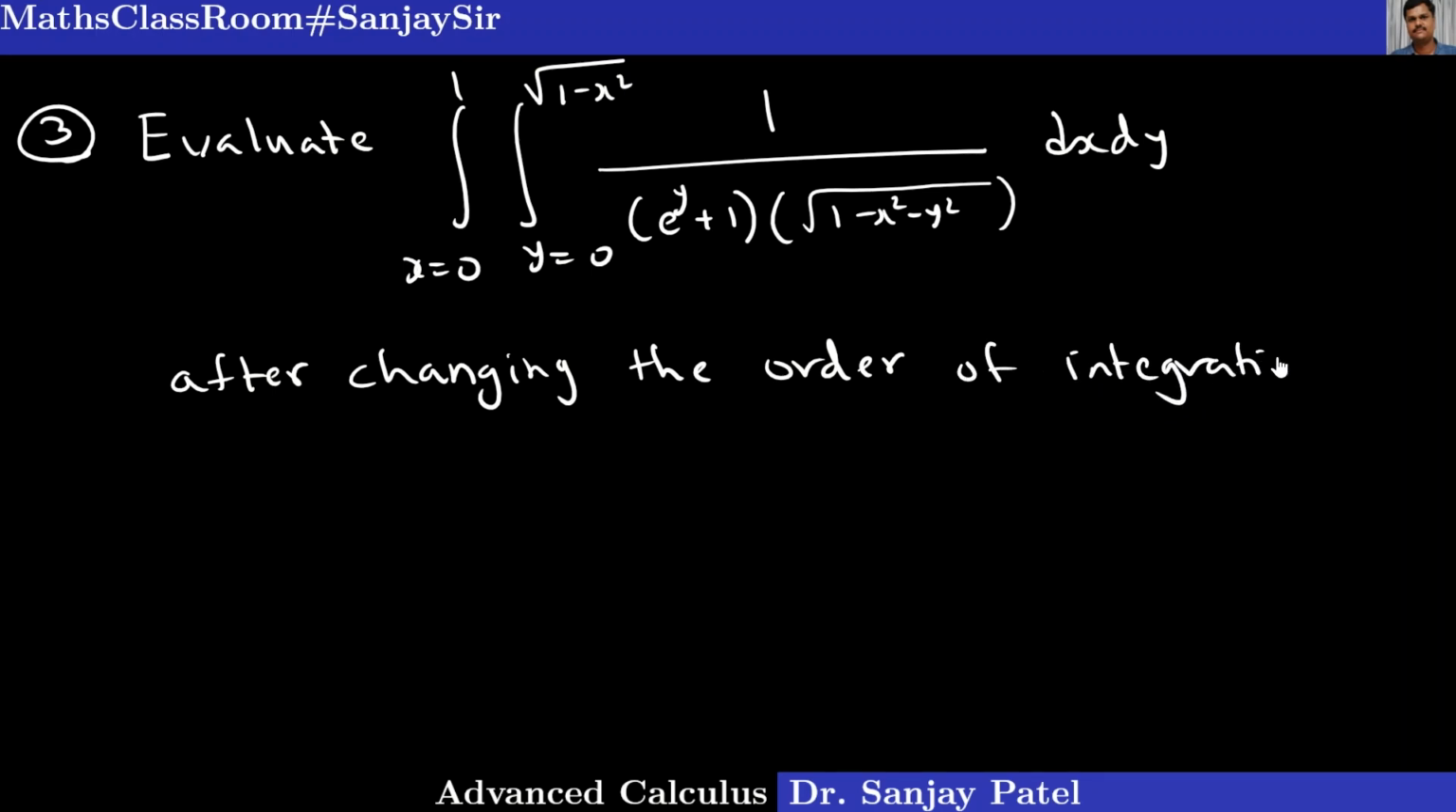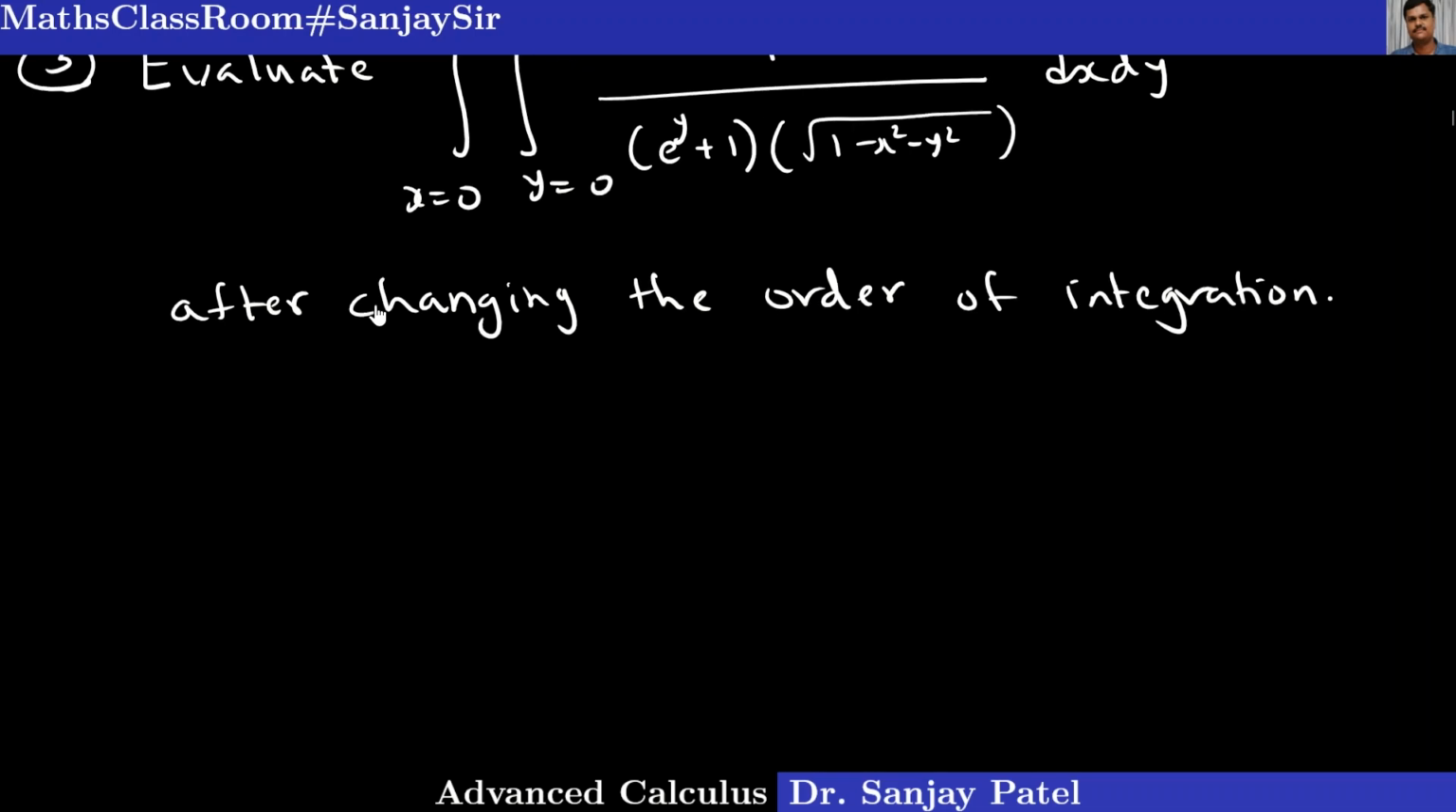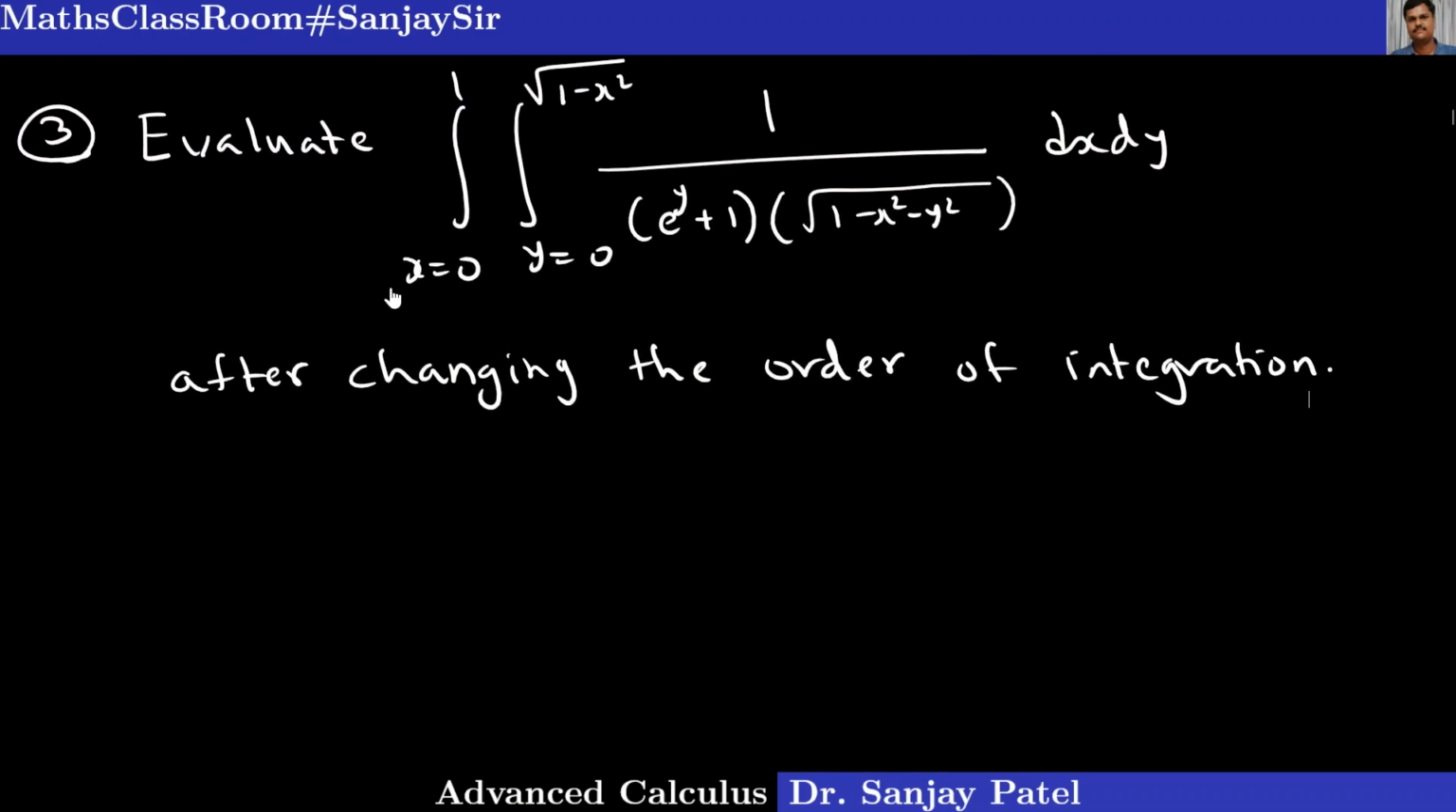So in this example, you will see why it is convenient sometimes to change the order of integration. It makes the problem easy. If you try to integrate with respect to y first, both these functions are complicated. It is e raised to y plus 1, and this is square root of 1 minus x square, which is constant, you can take, and then minus y square. It is very difficult to integrate with respect to y first by known methods of integration. Let me first draw the region of integration, then I will change the order and then evaluate the required integral.